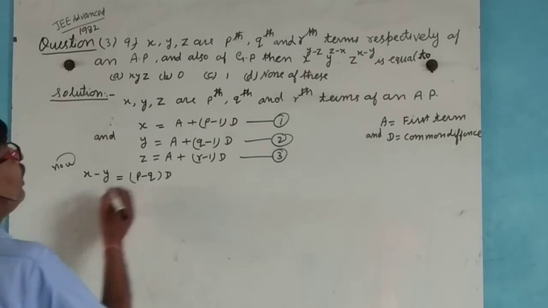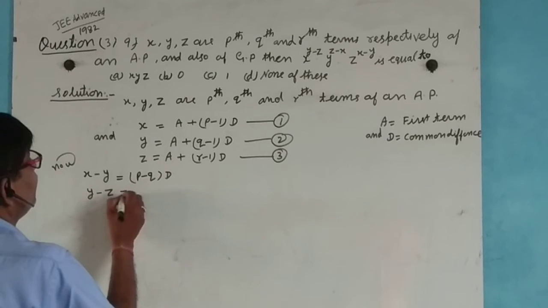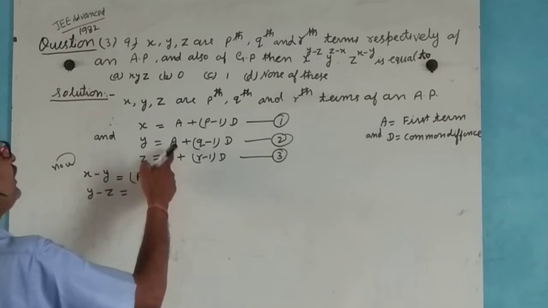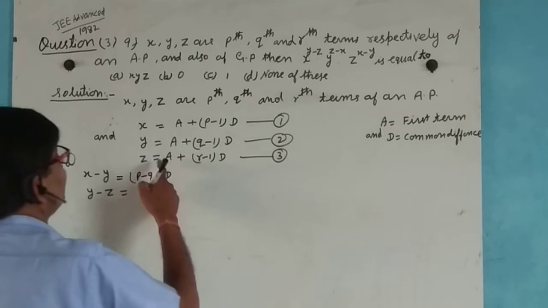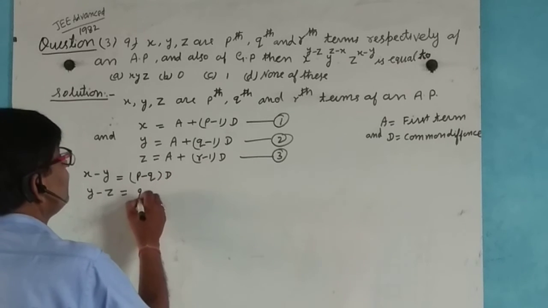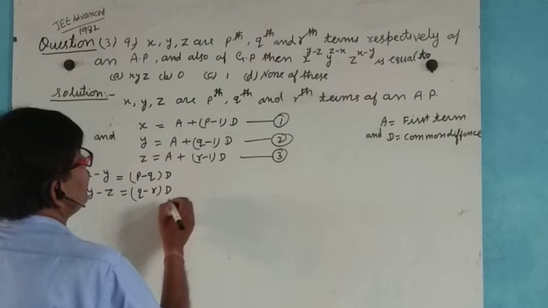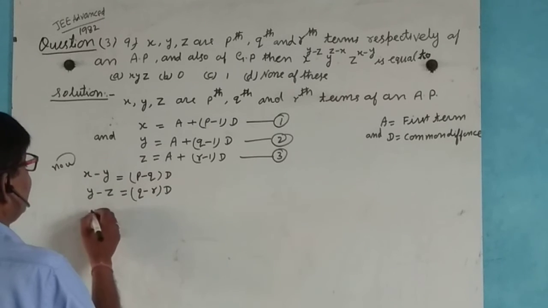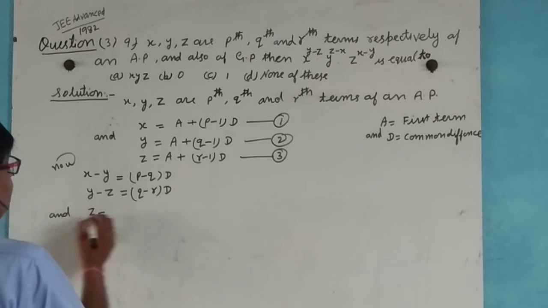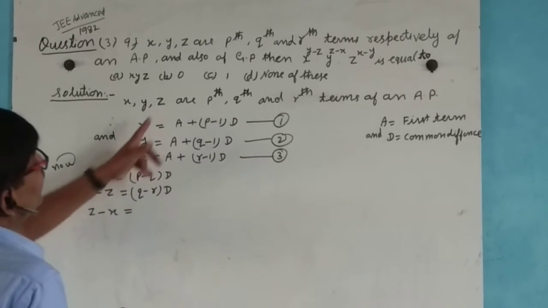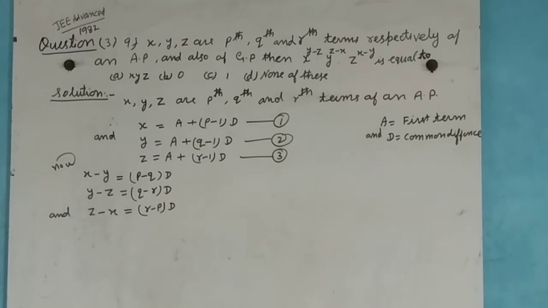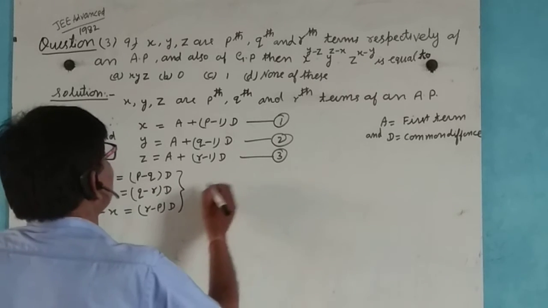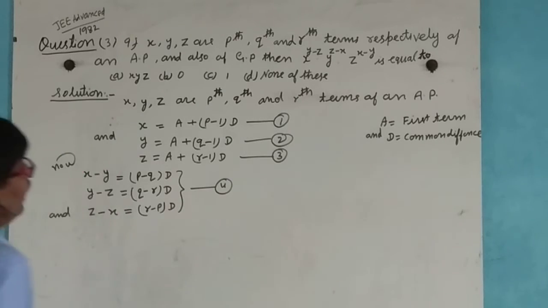And y minus z equal to, this and this cancel, and (Q minus R) into D, and z minus x equal to (R minus P) into D. Now we get these relations.